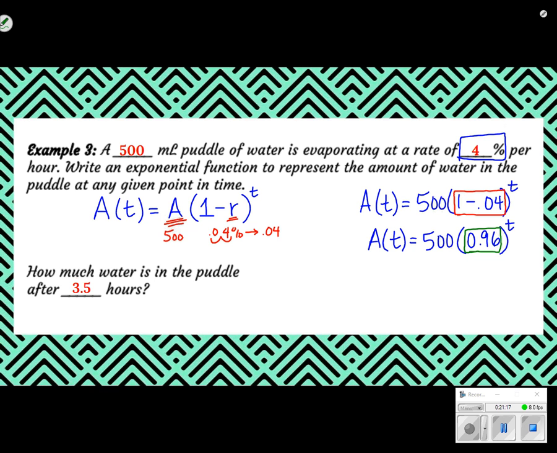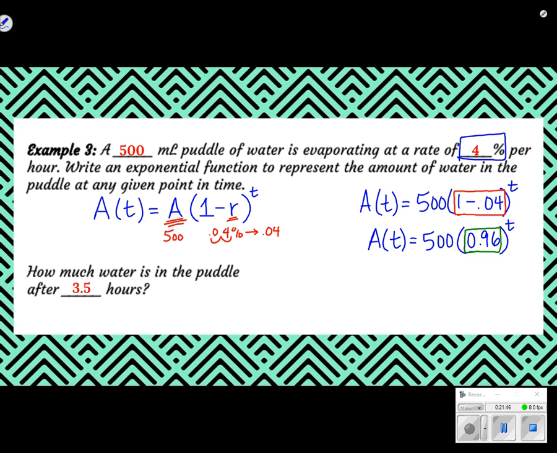If I ended up adding, it would be 1.04. That would be something larger than 1. That means my puddle is getting water, and that goes against what the wording of the problem says. So choosing which one, is it 1 plus R or 1 minus R, choosing that is actually part of solving the problem. So make sure you understand from the wording of the problem what's going on. And if you can't tell, you need to contact me and ask about the wording of the problem.